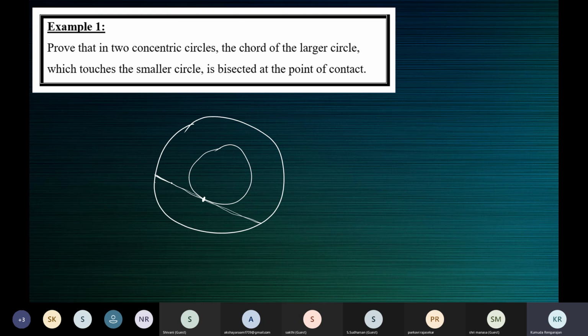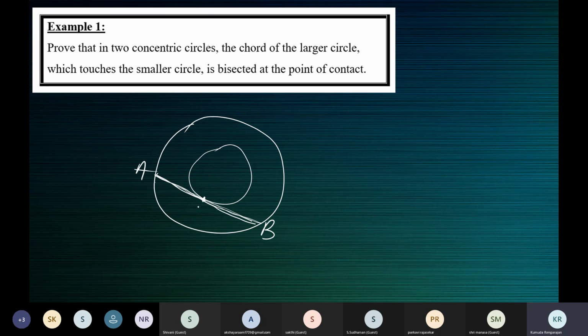This line segment is a chord to the outer circle. That's what they asked us to take: the chord of the larger circle. So you can see that this is a chord to the larger, or the outer, circle, which touches the smaller circle. See here, the chord touches the smaller circle at this point and is bisected at the point of contact. So that means you should prove that this one is the midpoint of the chord.